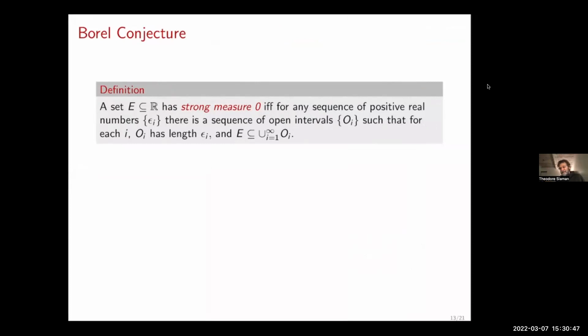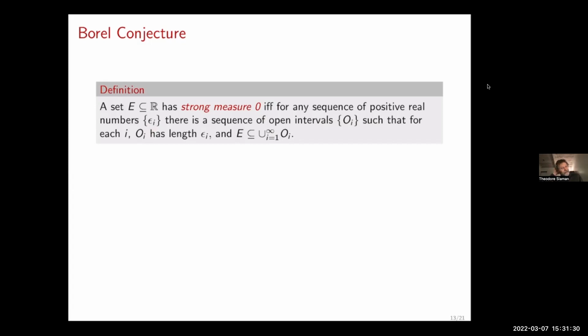Now there's an interesting connection with a classical notion, due, I think, to Borel, and that's my understanding. This is in Lebesgue measure. A set E has strong measure 0 if and only if for any sequence of positive real numbers epsilon_i, think of it as going to 0 fast, there is a sequence of open intervals O_i such that each O_i has length epsilon_i, and E is contained in the union. The O_i form a cover of E.